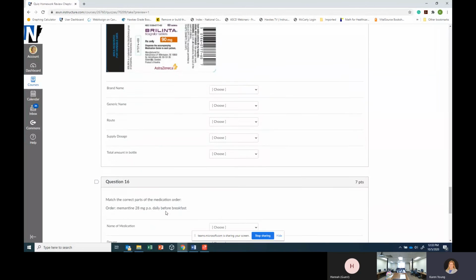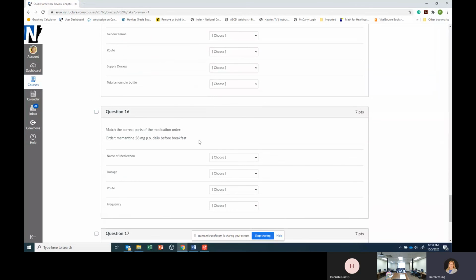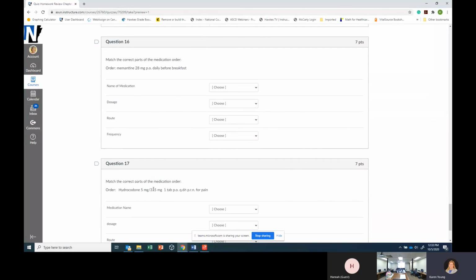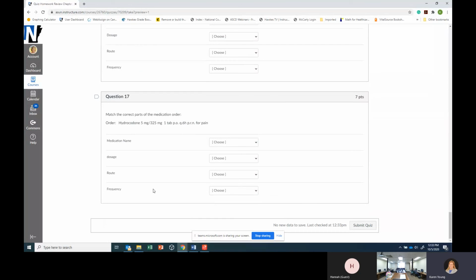There's a couple of them. And then match the correct parts of the medication order. So, the name of the medication, the dosage, the route, and the frequency. There's a couple of those. And then on the test, you'll have to upload your work like you did before. And if you run out of time and don't get it uploaded, or you can't get it to upload all the pages, email me the pages, okay? You can always email me your work. I take it that way because I want the work as much as I want the answers.